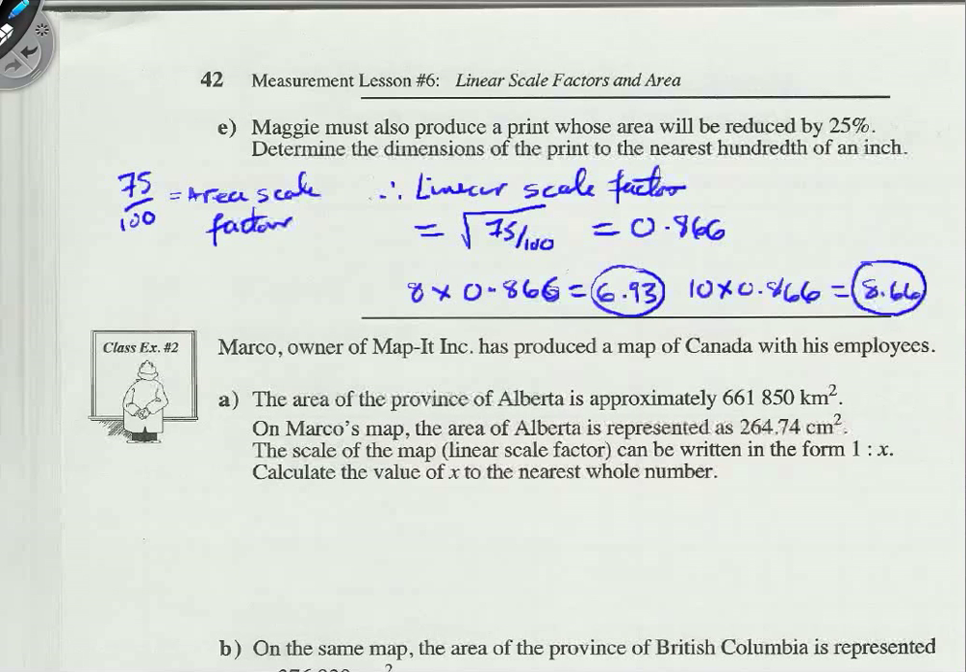which turns out to be a decimal 0.866. So if we want the new dimensions for the linear dimensions of the print, which was 8 by 10, 8 gets multiplied by 0.866, and 10 also gets multiplied by 0.866. And the new dimensions are 6.93 in 2 decimal places and 8.66.